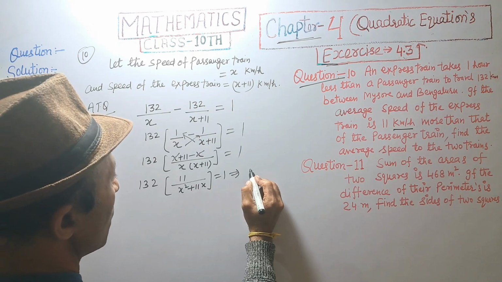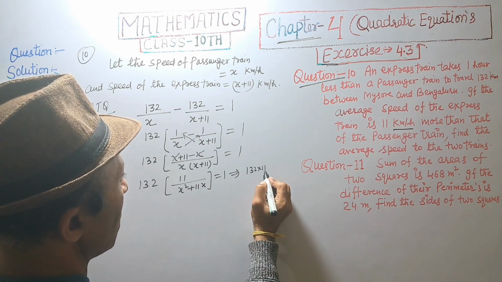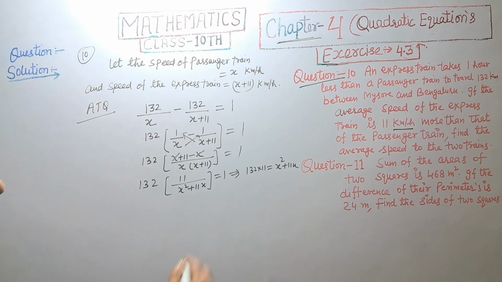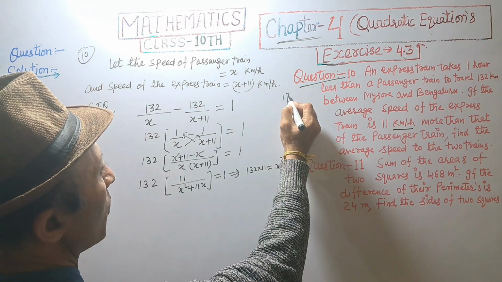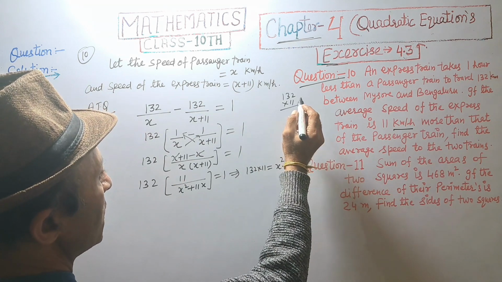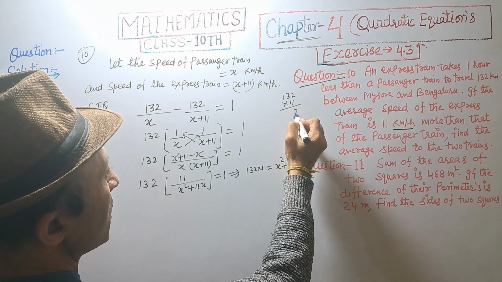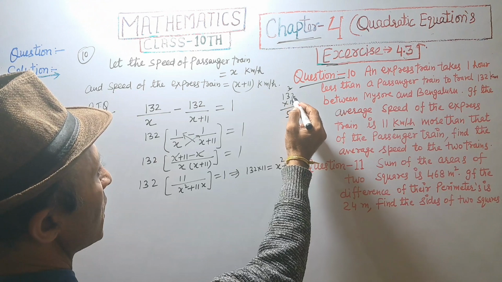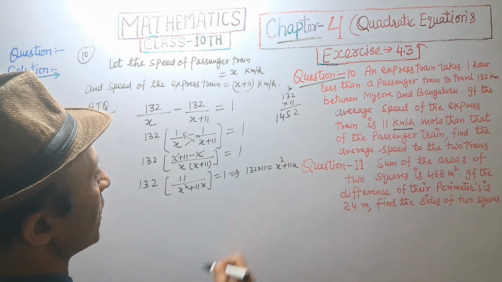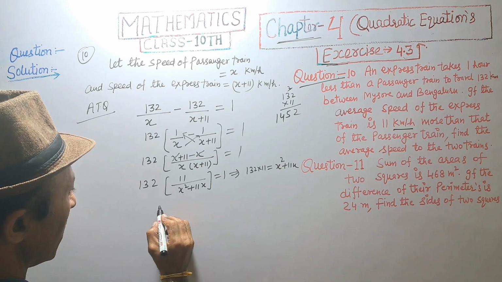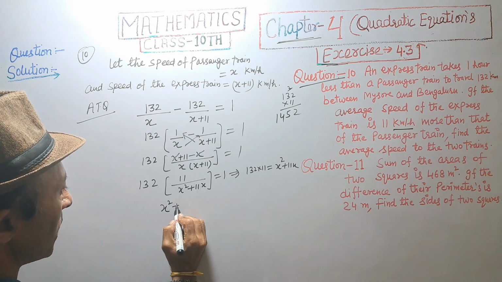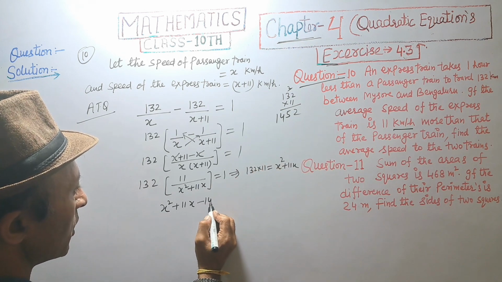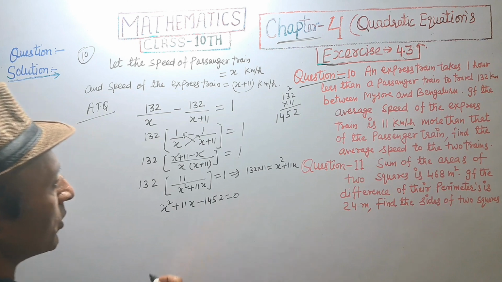This implies 132 into 11 is equal to x square plus 11x. 132 into 11: 11 2s are 22, 11 3s are 33, and 11 1s are 11 plus 3, 14, so it is 1452. Shifting to the right side, x square plus 11x minus 1452 is equal to 0.